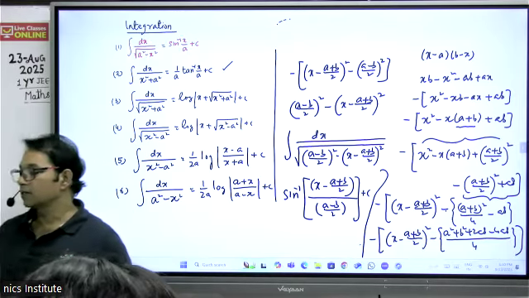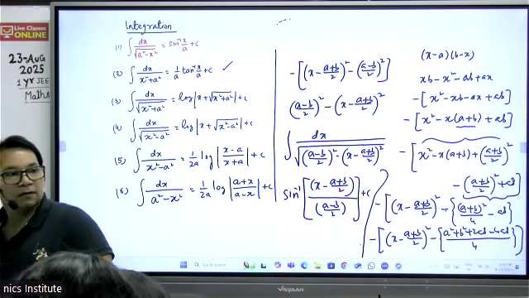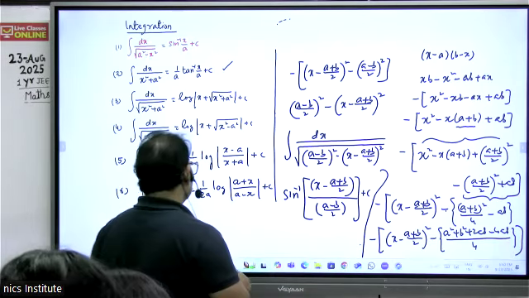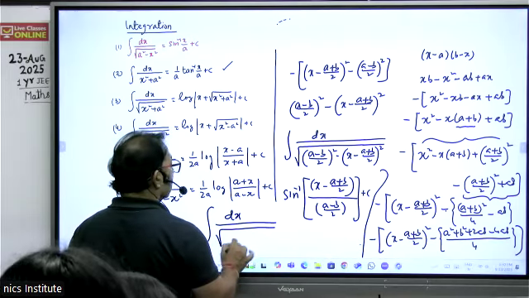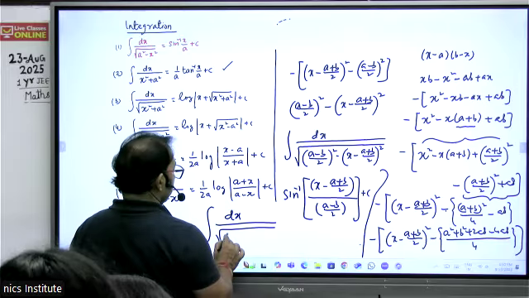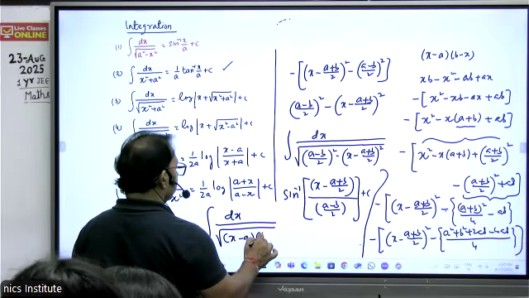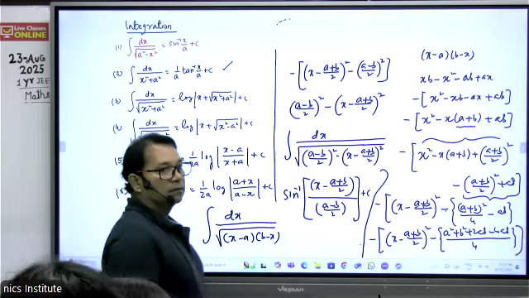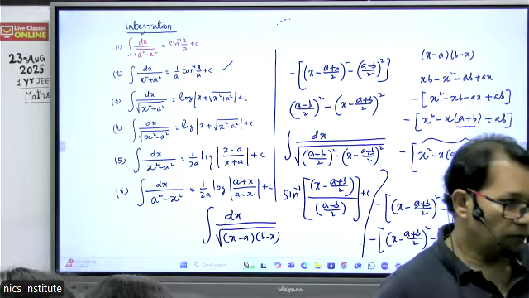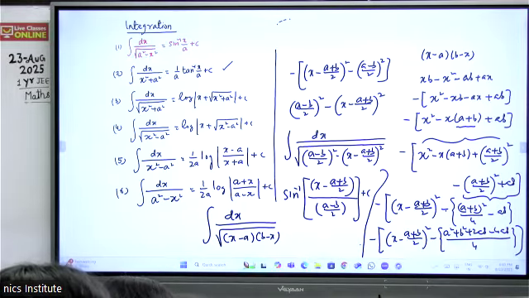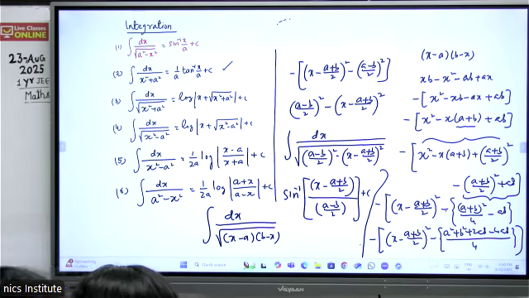Any doubt you can ask. What was the question? The question was x minus a inside the root and b minus x. This was an important question. Right, log, because log of negative is not defined.